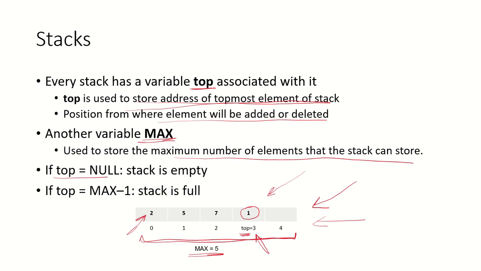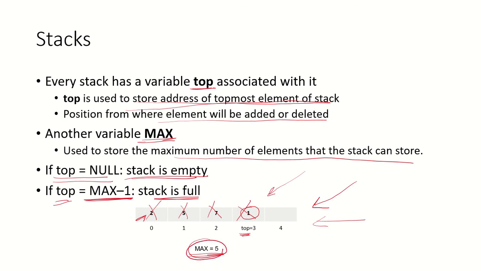Suppose the top value is equal to null, then that means that the stack is empty. That means there are no data elements over here and the top will be null. However, if top is equal to max minus 1, the stack is full, because max is 5 and the index starts from 0. So max minus 1 would be 4, and these are the maximum number of elements that can be put. So if top becomes 4, that is max minus 1, that means there is a value over here also, and that shows that the stack is full.